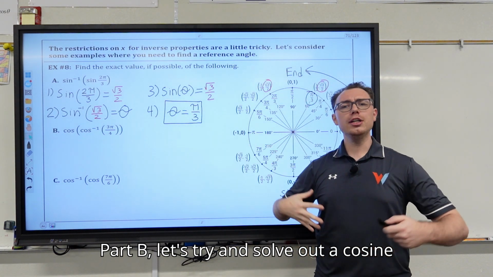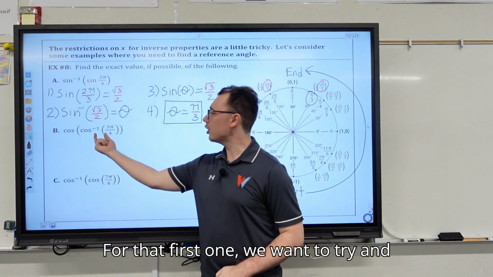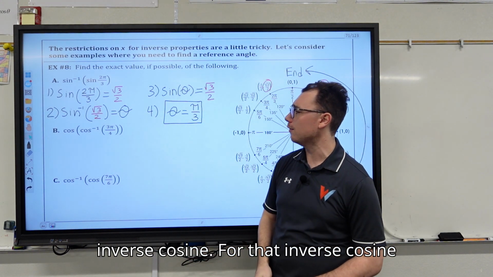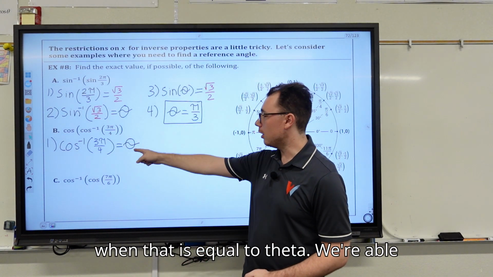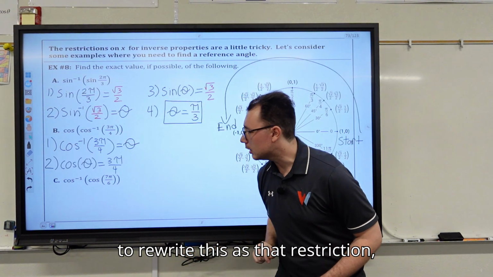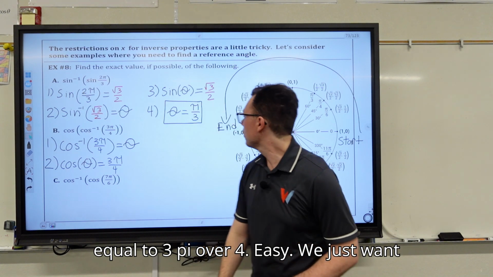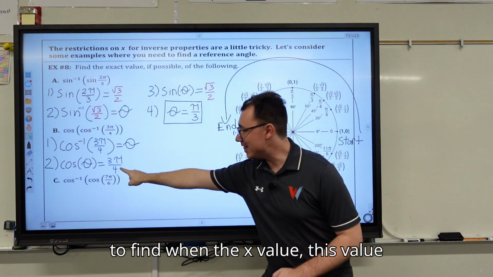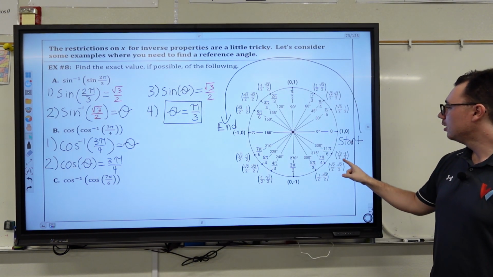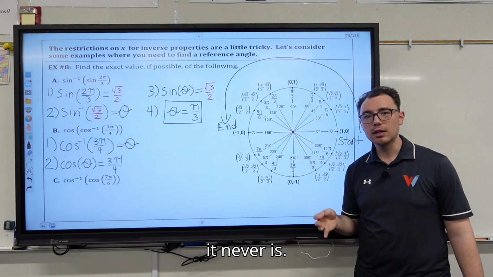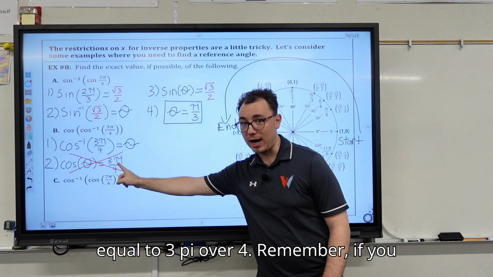Now for part B, let's solve a cosine example. For cosine, we're still going to follow those same steps. For the first one, we want to solve the interior section of our inverse cosine. For inverse cosine of 3π/4, we're trying to find when that is equal to theta. We can rewrite this with that restriction, where cosine of theta is equal to 3π/4. Easy. We just want to find when the x value is equal to 3π/4. And it never is. Nowhere is the x value equal to 3π/4.